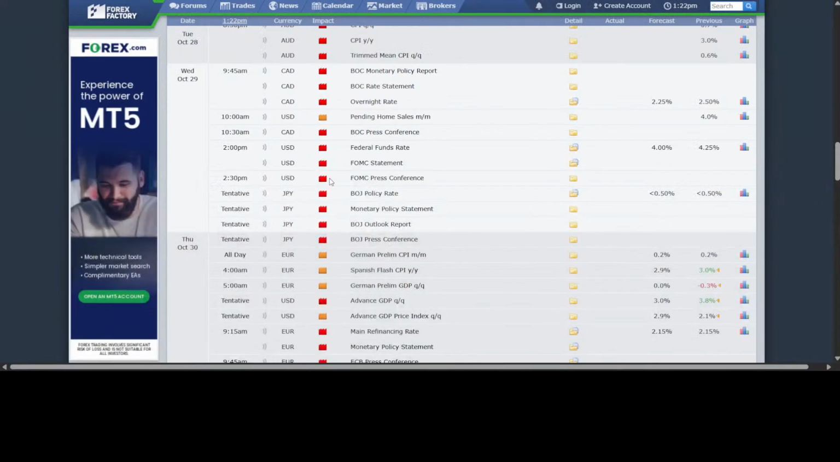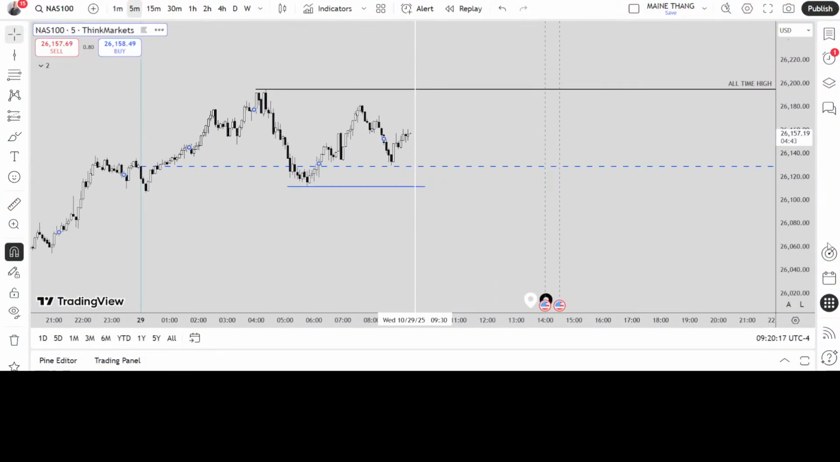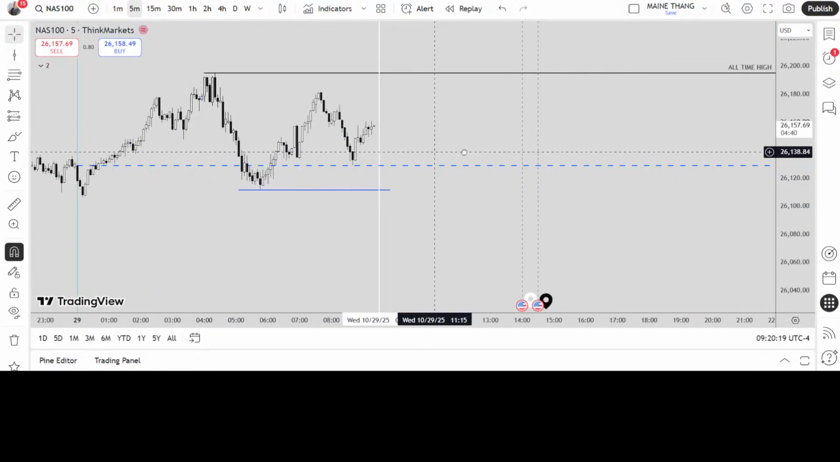Let's see if we have any news today. So that Wednesday, we got 10 a.m. news, pending home sales, orange folder, so not too bad. And we got 2 p.m. FOMC. We will be out before then. So just keep that in mind and don't trade during this because it's a lot of volatility. That's pretty much it for today. Let's wait for market open. 10 minutes.